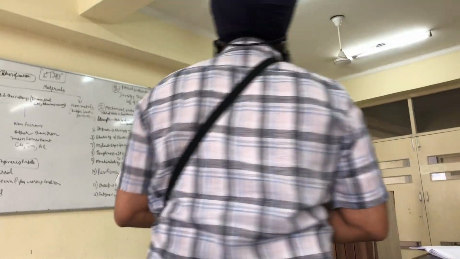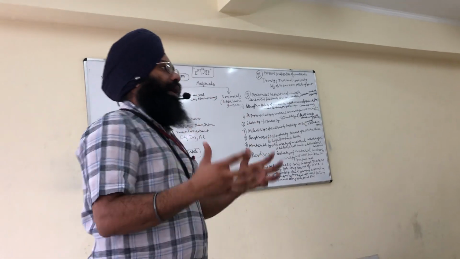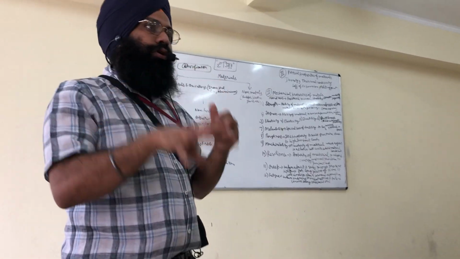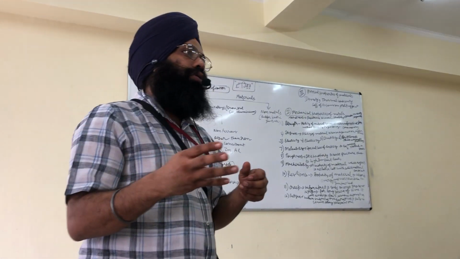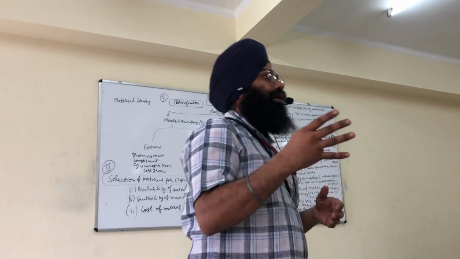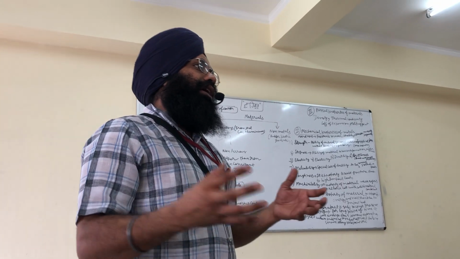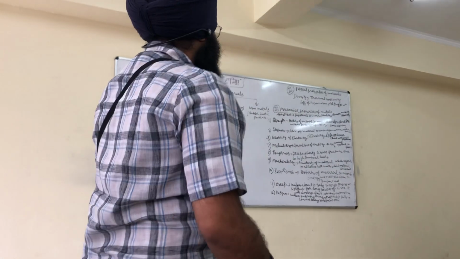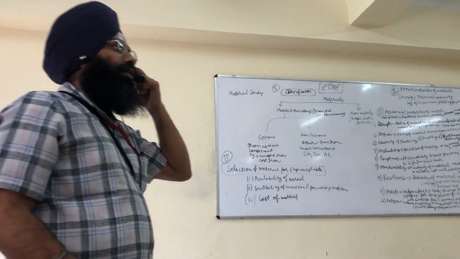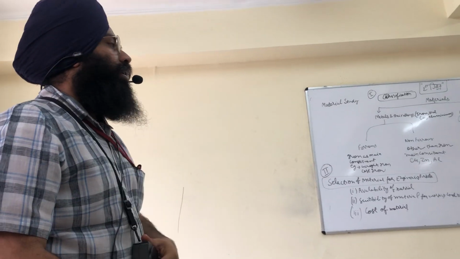Toughness is the property to resist fracture due to high impact load. Loads are of three types: gradual load, sudden or impact load, and falling load. When there is an impact load on the body and it resists the fracture, we can say that is toughness.